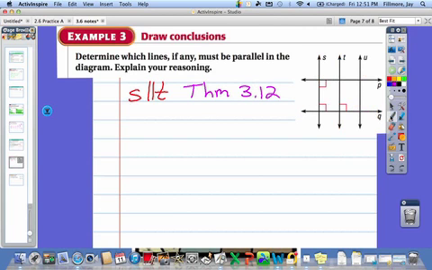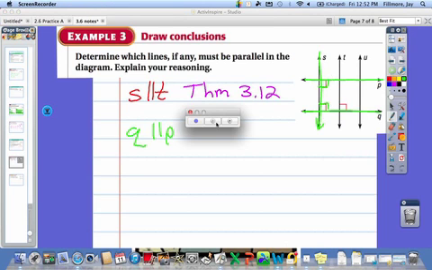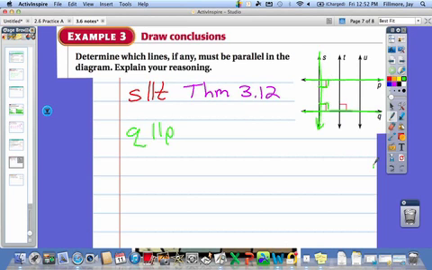The second pair of lines that are going to be parallel are Q and P. Q and P are parallel because they're both perpendicular to the same transversal S. They both form right angles with S. So because they're both perpendicular to the same line, they're going to be parallel to each other. Again, that's Theorem 3.12.